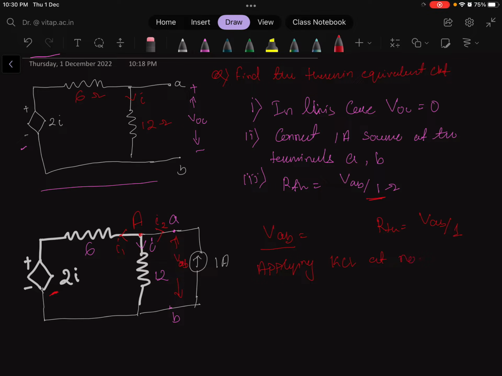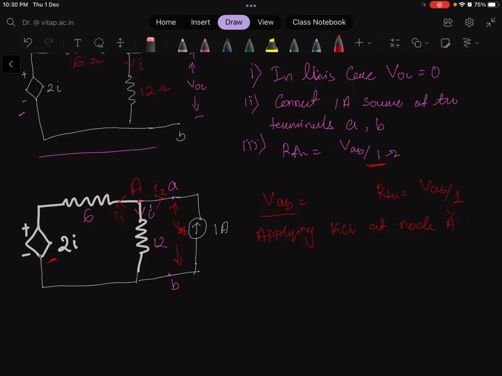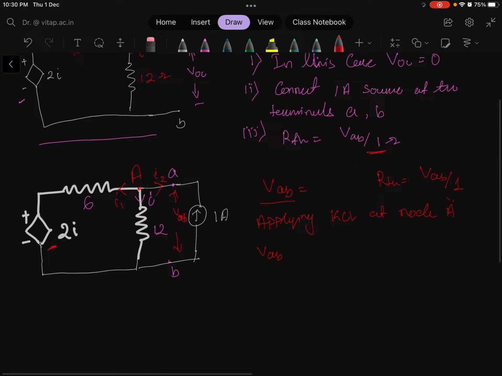So, applying KCL at node A, what we can write? We can write here VAB or VA; VA and VAB are basically the same. VAB minus 2Y, because this voltage is available here, divided by this resistance 6. This is one current, plus VAB divided by 12 again. So, I2 is here minus of 1 ampere, because I am considering I2 is flowing in that direction, but actually we have taken a current which is in the opposite direction.